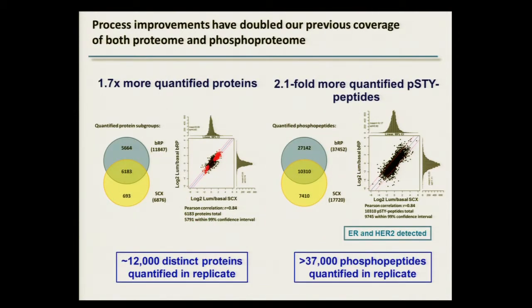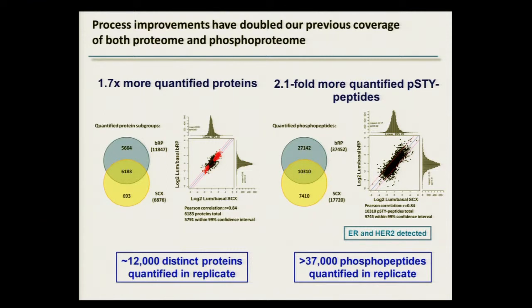What I want to show you is that all of the methods that we are using here are under constant development. And within the last year, we had significant improvements also in our coverage, both on the proteome and phosphoproteome level. For example, this SCX-IMAC is an experiment where we analyzed a luminal and a basal breast cancer sample and looked at the coverage for the proteome and phosphoproteome.